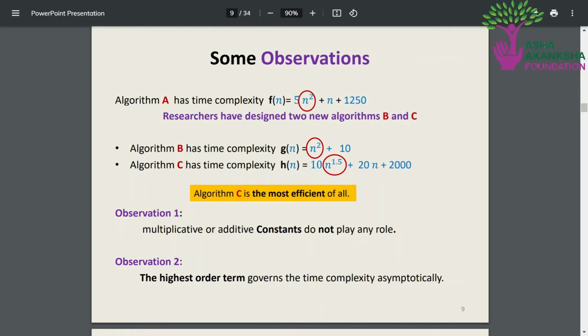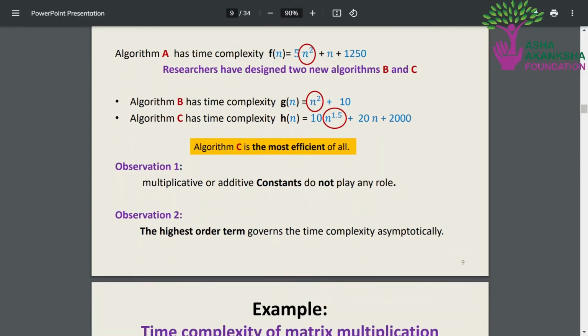We can take a look at these algorithms, and we can conclude that algorithm C is the most efficient. As you can see, A and B are quadratic equations, but the degree of the equation for algorithm C is not 2 but less than 2, which is 1.5. So just by looking at this, we can say that algorithm C is the most efficient.